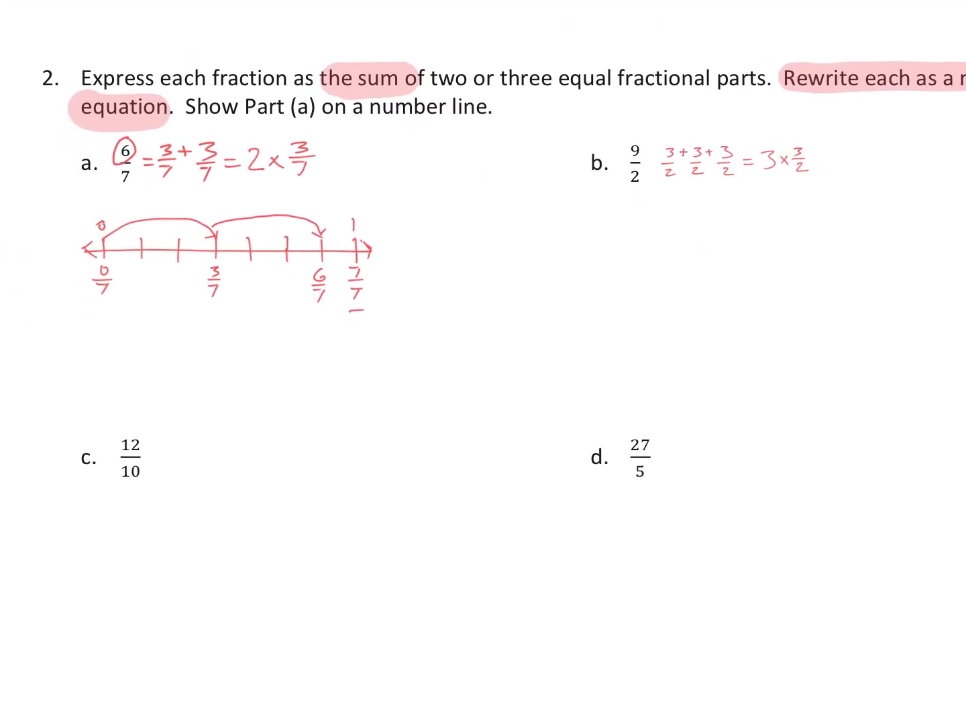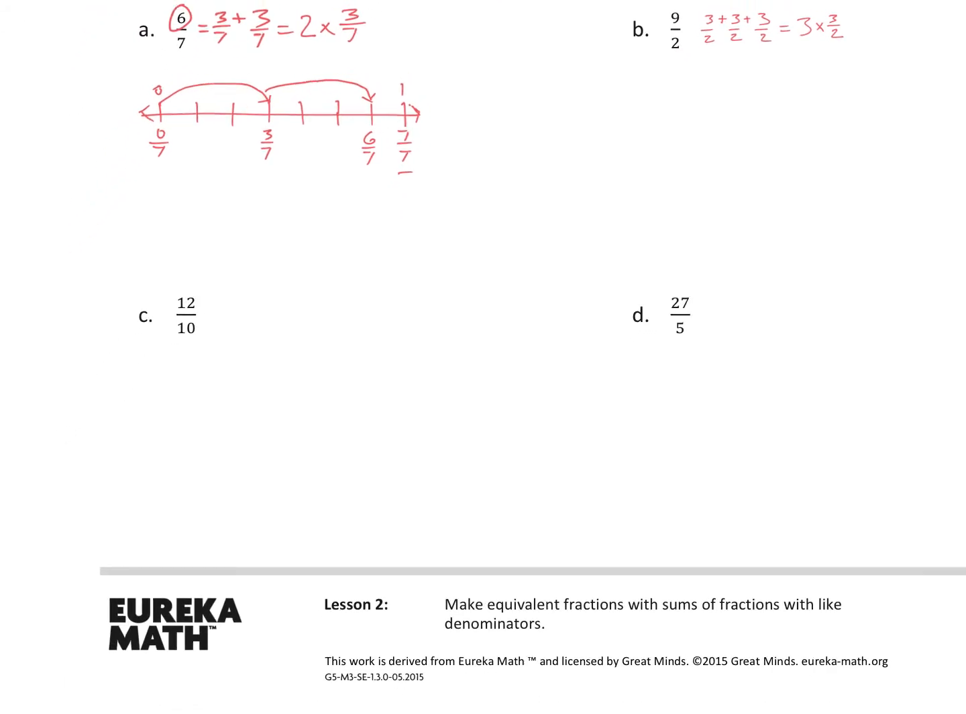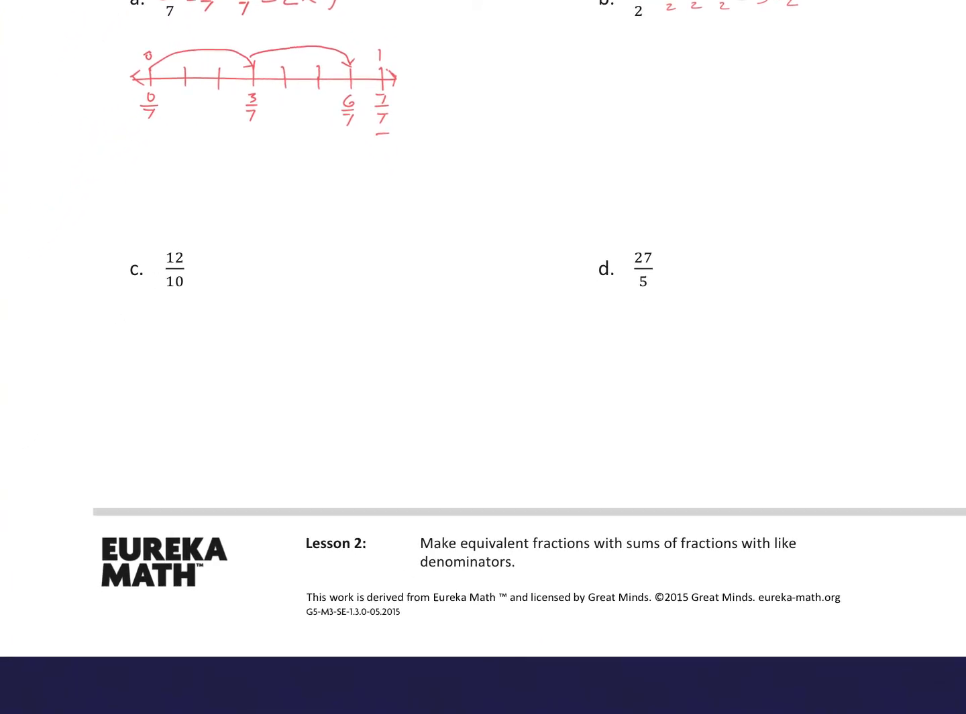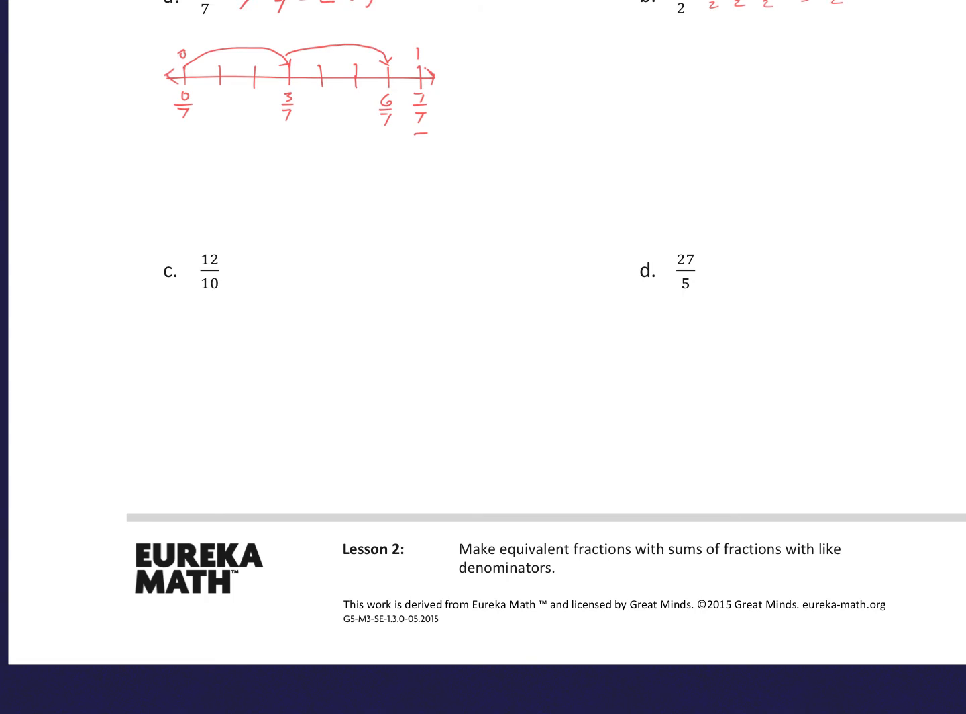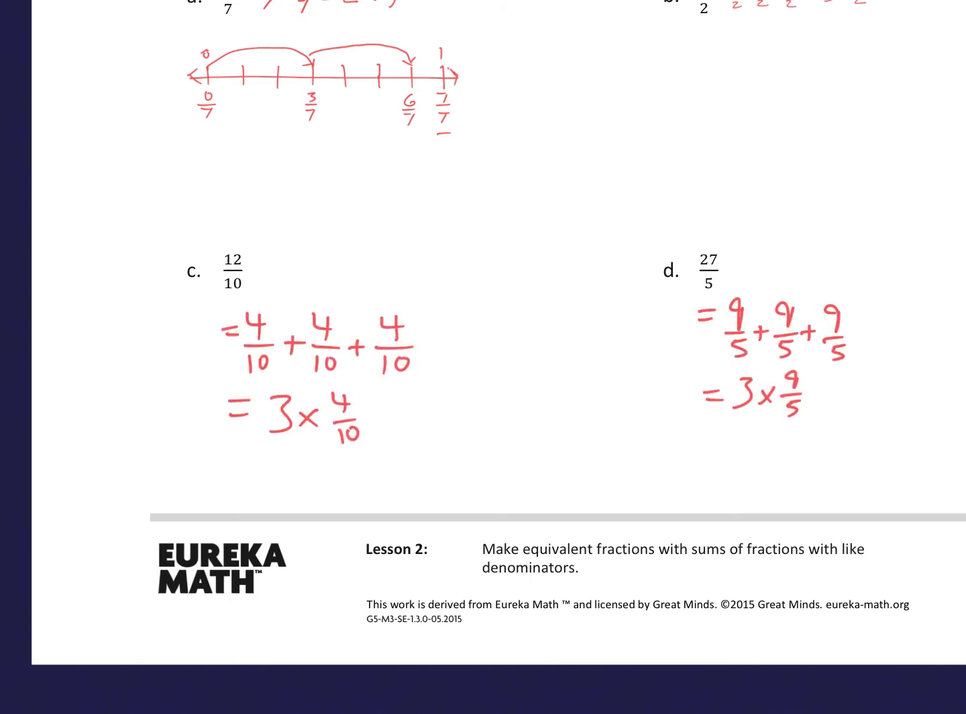So I only had to do A on a number line. I don't have to do number lines for any more of these. So go ahead and try to do C and D by yourself. And I'll have the answers pop up in 3, 2, 1.